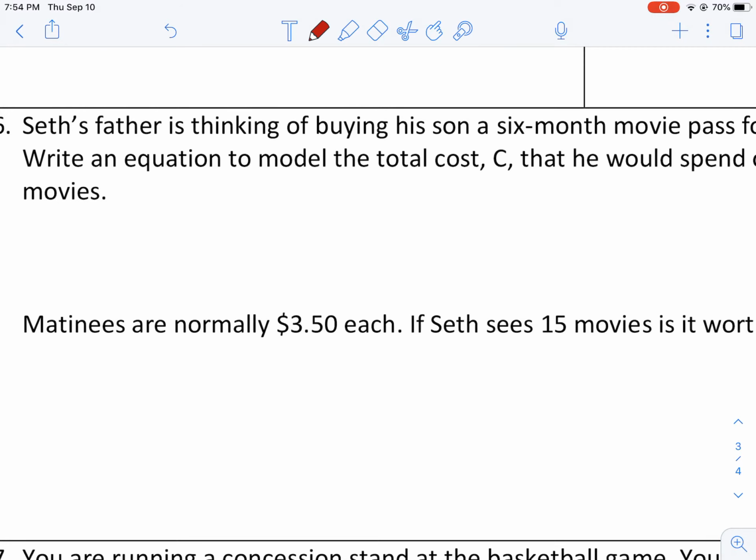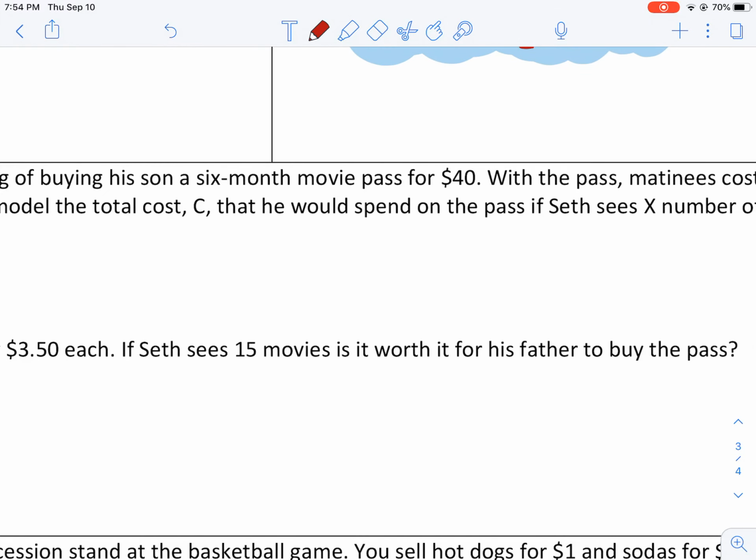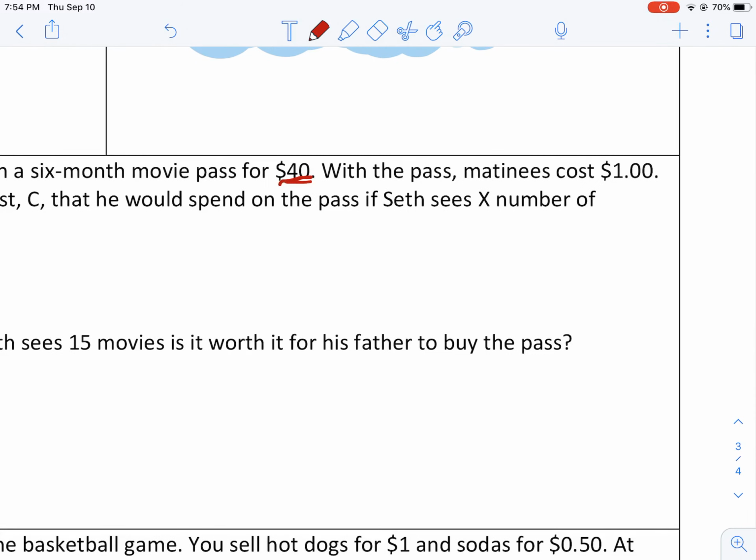So we're modeling how much he's paying for the plan, the total cost. So since the total cost is C, we're going to have C equals. Now, we have two things going on here. The first thing is that the movie pass costs $40. The second thing is each matinee, that means each movie he goes to see, is going to be $1. So you have to think here, what are we being given? We're being given a one-time fee of $40, and then something else, $1, that happens over and over again.